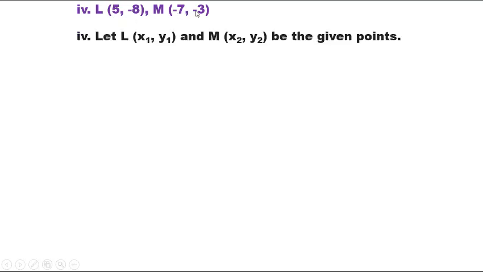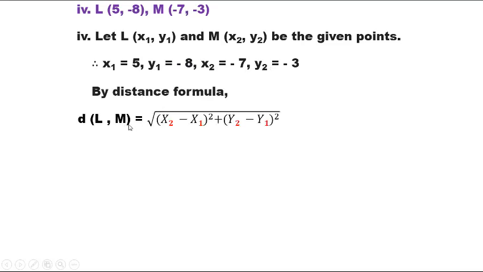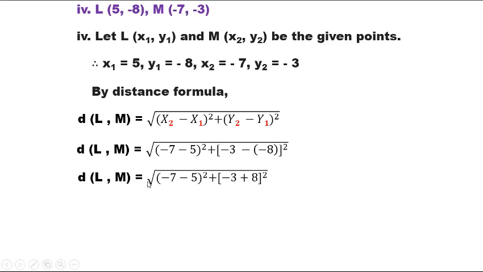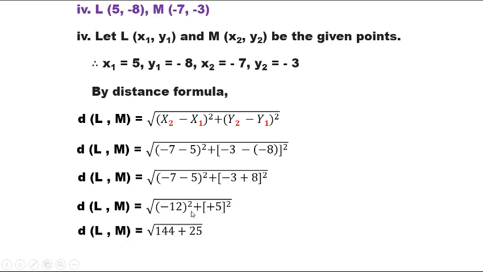Fourth one, L and M. The coordinates of L and M are (x1, y1), (x2, y2). By putting the values x1 is equal to 5, y1 is equal to -8, x2 is equal to -7 and y2 is equal to -3 in the distance formula, we get (-7 minus 5) squared plus (-3 minus -8) squared. Distance LM is equal to the square root of (-7 minus 5) squared plus (-3 plus 8) squared, which is the square root of (-12) squared plus 5 squared.